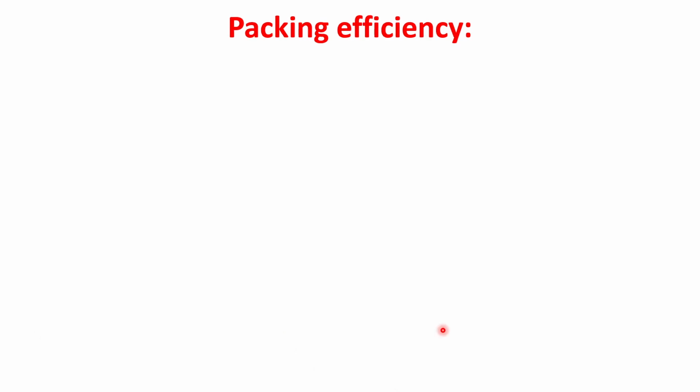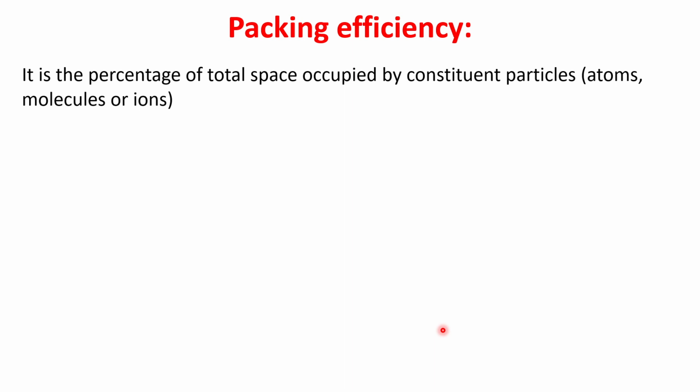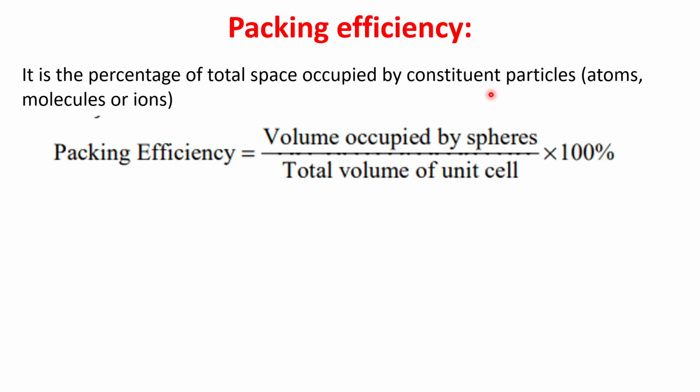Coming to the packing efficiency. Packing efficiency is the percentage of total space occupied by the constituent particles or atoms in a molecule. We know there is a unit cell where the particles are present at the corners or at the face center or at the body center or at any two faces of the unit cell. But there is some space which is vacant. So packing efficiency tells basically how much space is occupied by the particles in a unit cell.